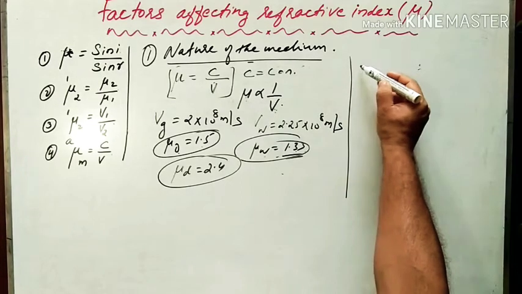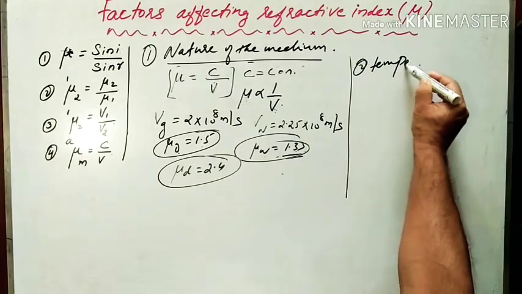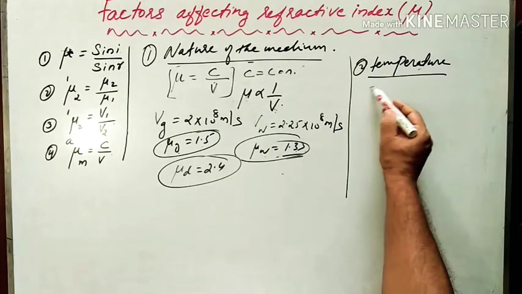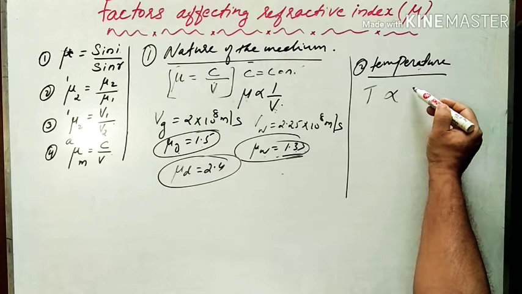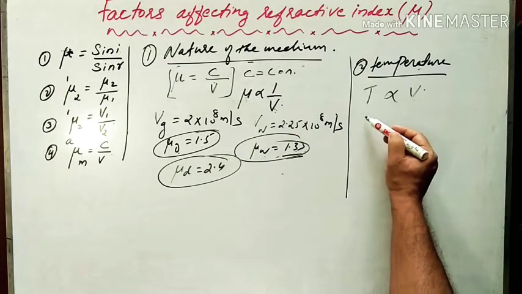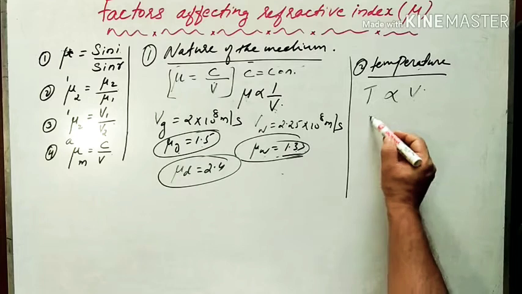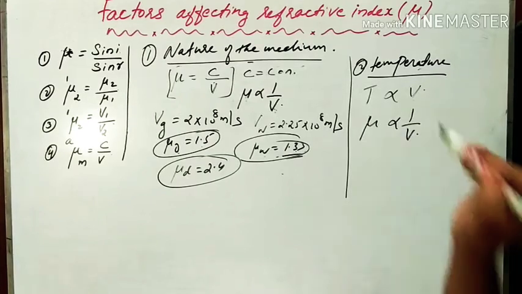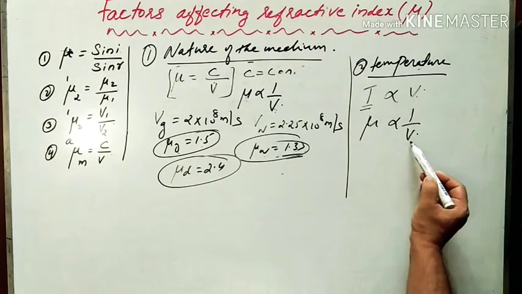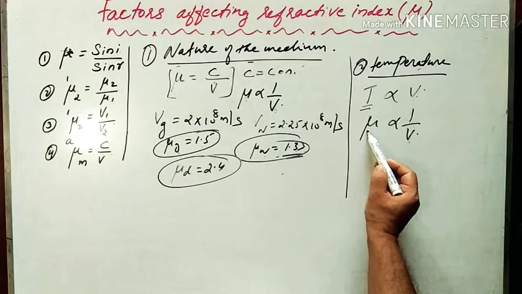Now the second factor: physical conditions such as temperature. Temperature affects the refractive index of a medium. How does it affect it? When you increase the temperature, the speed of light in the medium increases. As the speed of light in the medium increases, the refractive index decreases. The refractive index and speed of light are inversely proportional, as you know that mu is inversely proportional to V. So as the temperature increases, the speed of light also increases, and when the speed of light increases, the refractive index decreases.